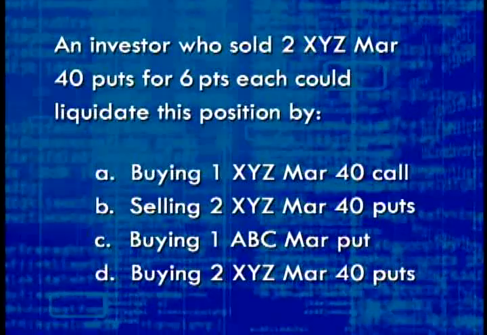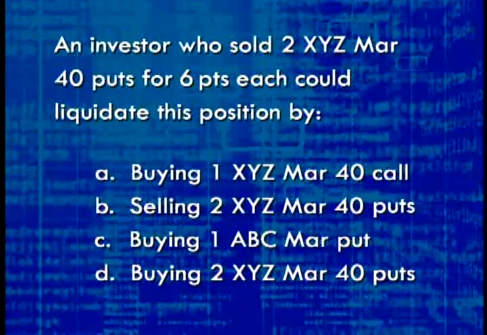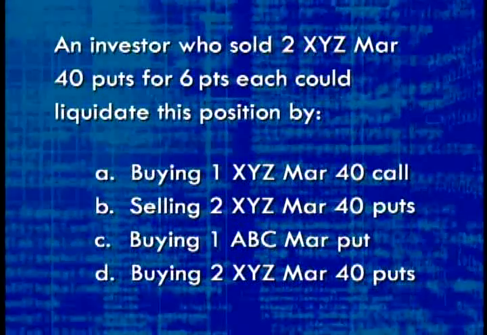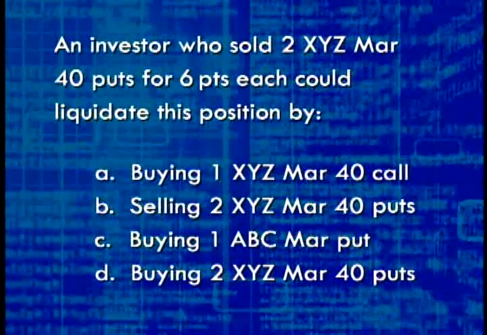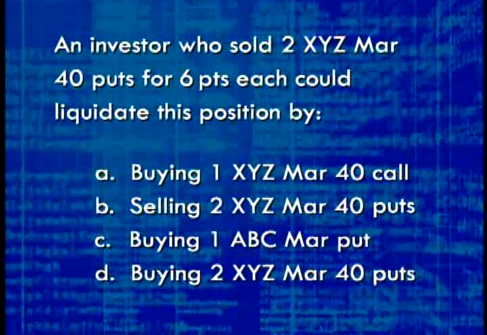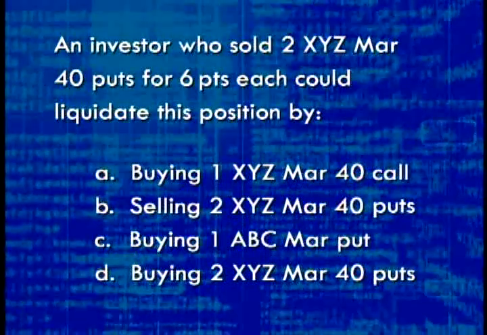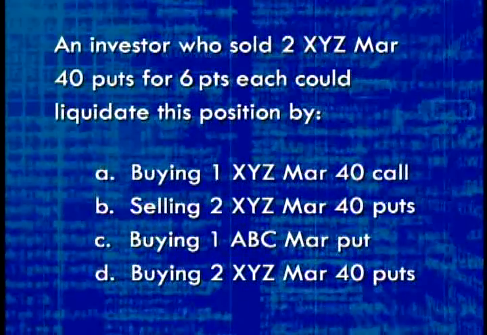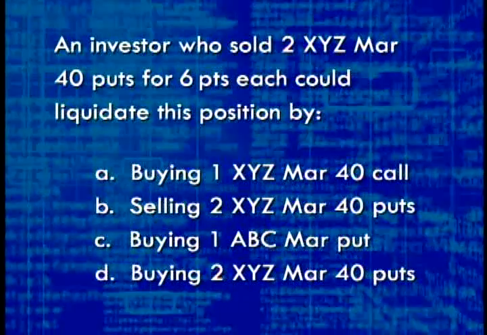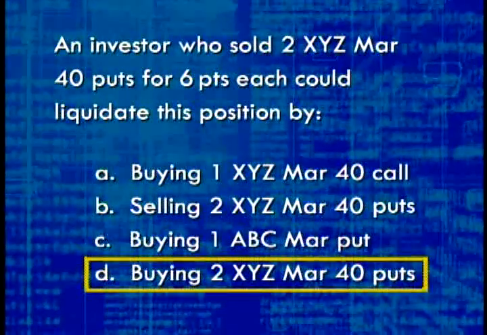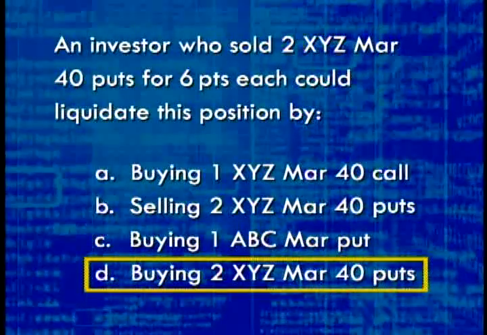In this particular example, our investor sold 2 XYZ March 40 puts for 6 points each. How could this position be liquidated? Now, think about what that would mean. What is your opening transaction, and then what would the corresponding closing transaction be? In order to liquidate this original position, this investor would do D, buy 2 XYZ March 40 puts.